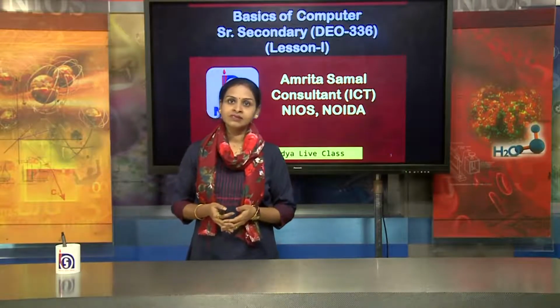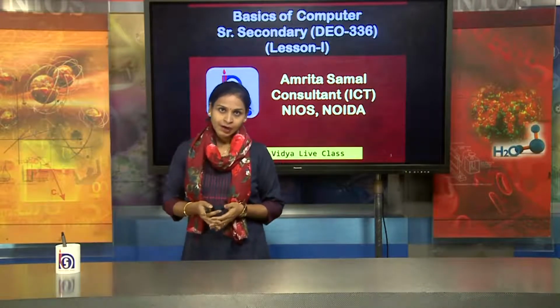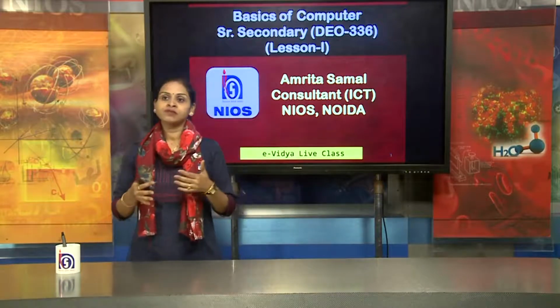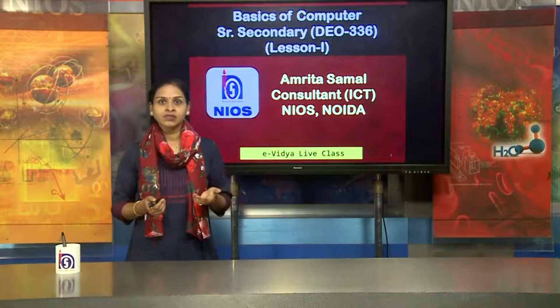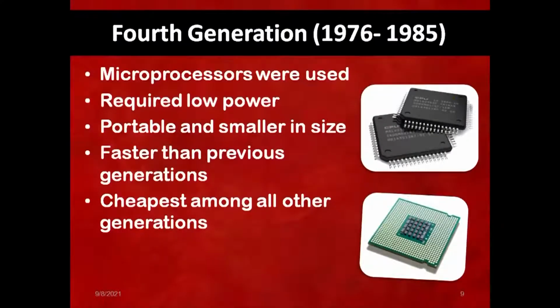Then the next is the fourth generation. From 1976 to 1985 is known as the fourth generation of computer. In this generation, microprocessors were used, which required very low power, and due to the smaller size, it is very easy to port from one place to another, and it became faster than the previous generation of computers. The other feature is that it became the cheapest among all other generations.